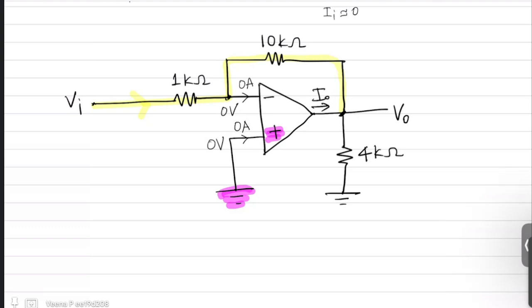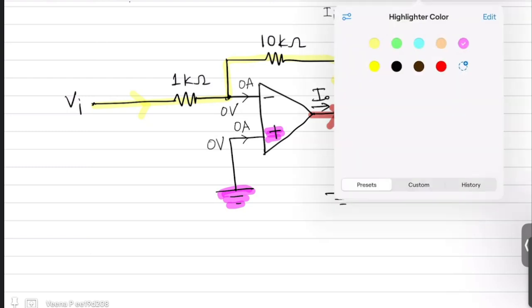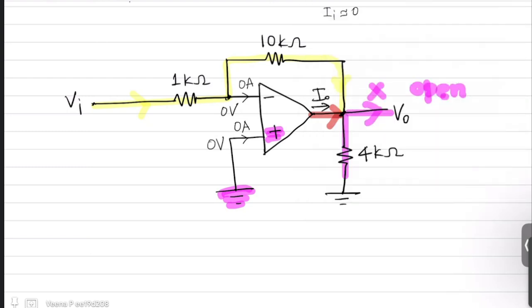Now you have your output current also coming. Now there are two currents. One is the input current and the other is the output current. Now these two currents will add up and it has two paths to go. One through this path and another through this path. Now it cannot go through this path because it is open. So how will that current go? That current will go downward.